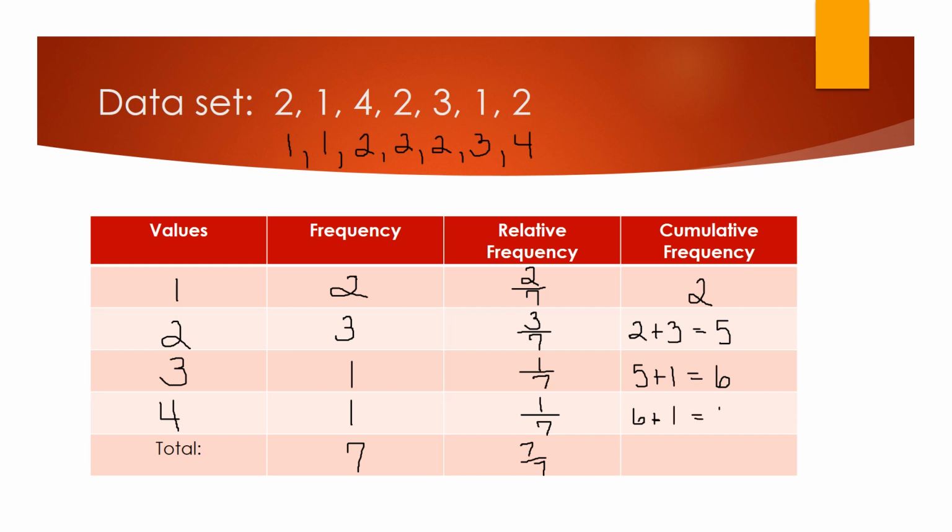You don't have to bother doing an extra check step here because your final cumulative frequency should be equal to your total. So your first one matches the first value in your frequency column, and your total matches the total value for your frequency.